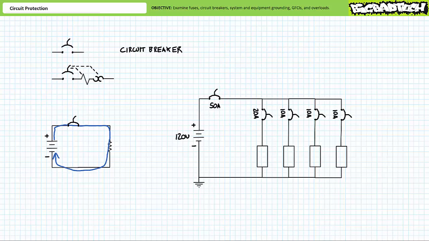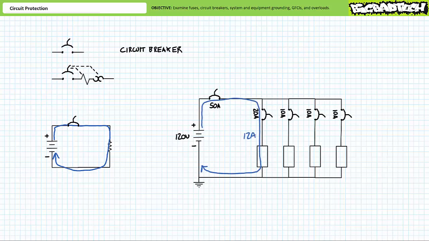In any particular subcircuit, as long as current remains below the rating of the circuit breaker protecting that subcircuit, that circuit breaker will remain closed and that branch will remain operational. If, however, current in any particular subcircuit exceeds the rating of that circuit breaker protecting that subcircuit, that circuit breaker and that circuit breaker only will open and disconnect that branch and that branch only.